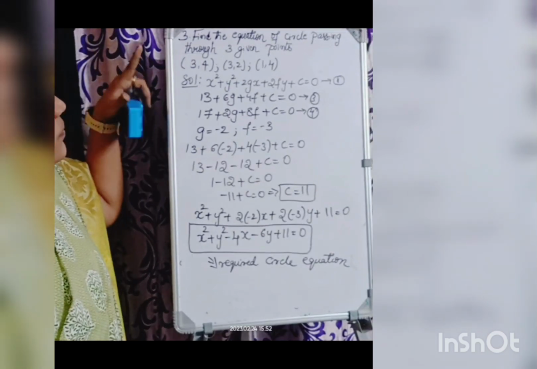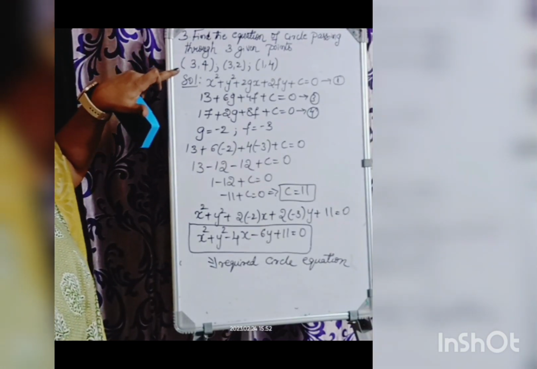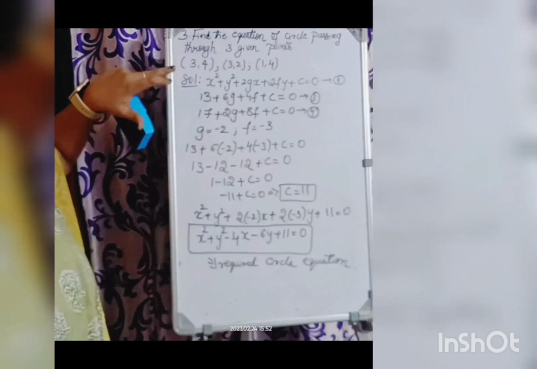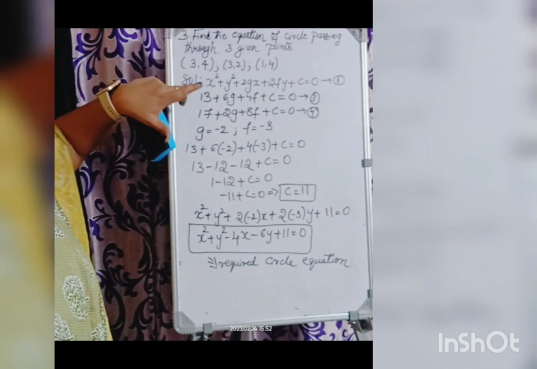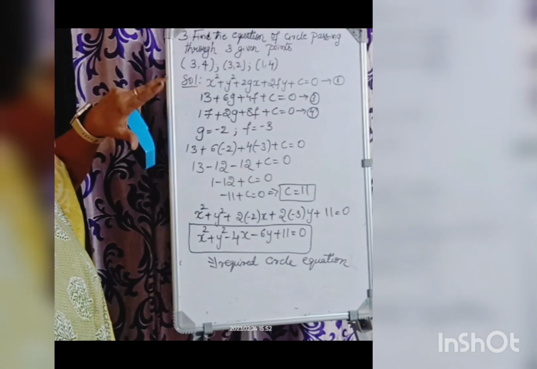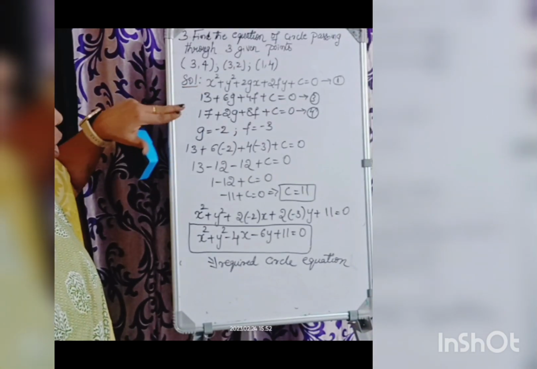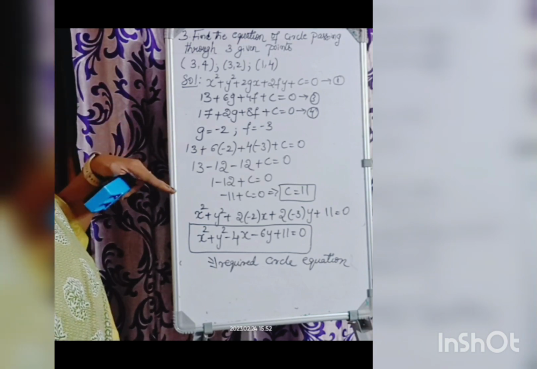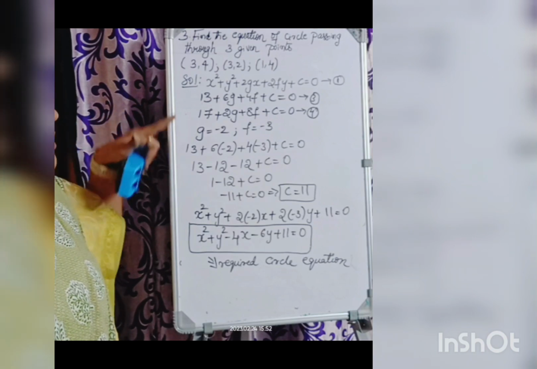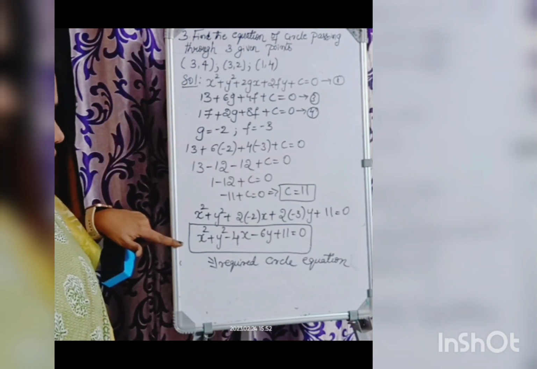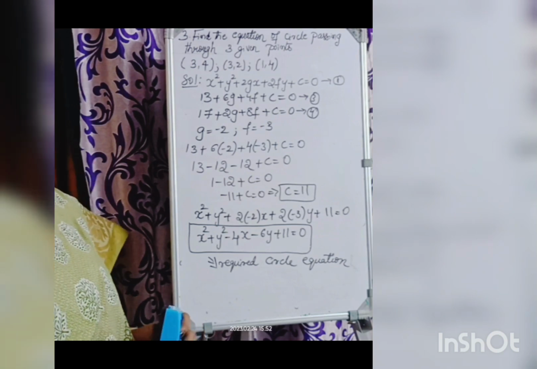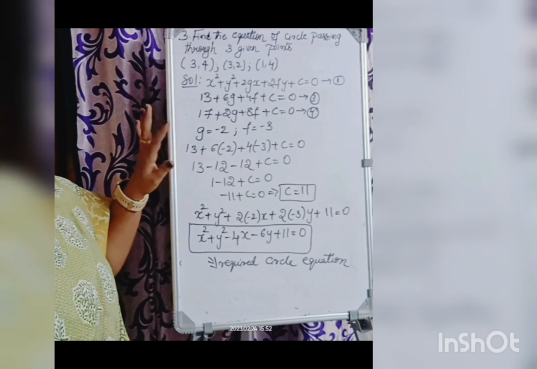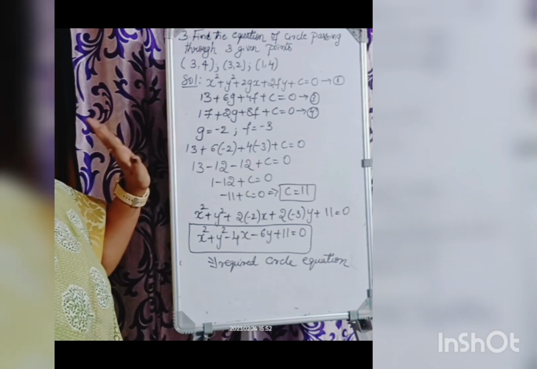Understood? So, given some points, we need to find the equation of the circle. This means we have to substitute these points in the standard equation of the circle, so that we get some equations, and solving those equations we get the values of g, f and c. Finally, substitute those values in the standard equation, so that you get the required circle equation. This is one type of problem where they will probably ask for 7 marks. If not, at least 4 marks they'll ask for sure.